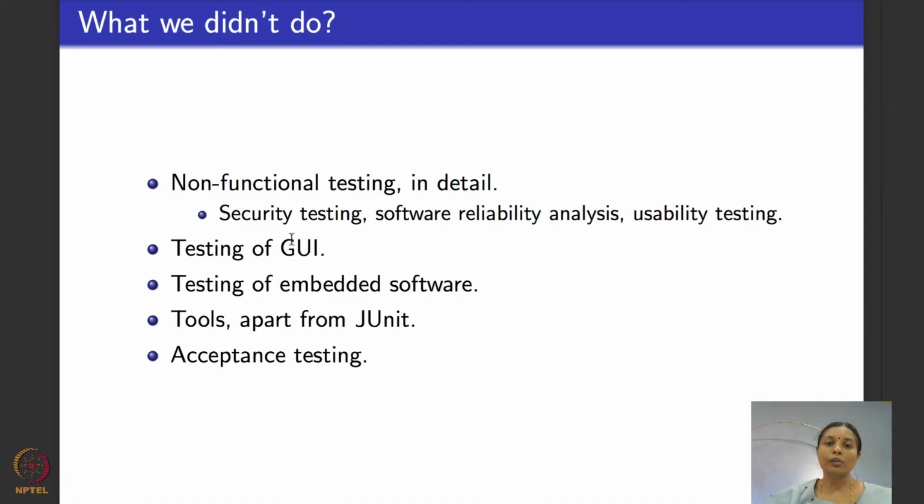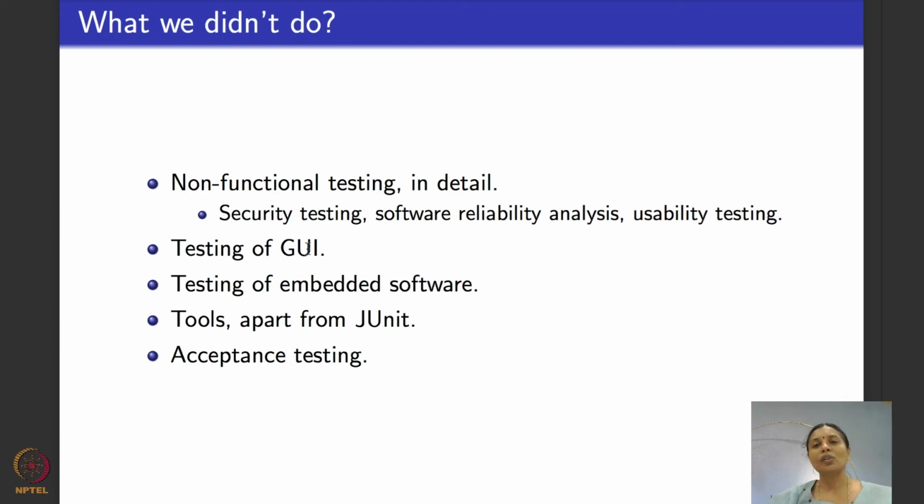A specific part of usability testing is testing of graphical user interfaces, which I did list as a part of the contents of the course, but I didn't do because of lack of time. There is a particular style of techniques by which you work with graph models that look a lot like finite state automata, using which you can test graphical user interfaces, which I didn't do.